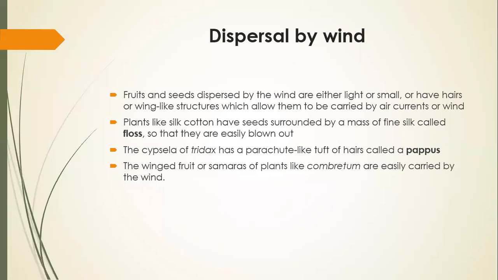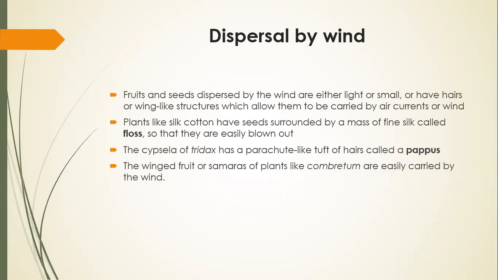So this enables them to be carried from one point to another. That is their feature. Now you have plants like cotton or silk cotton, which have seeds surrounded by a mass of fine silk called floss. I don't know whether you've noticed, when you are walking around, you see some white things that float around us. They move around us. That white thing is the floss that you see, with the seed in the middle of it. The next time you see some, just grab it and look at it very well.